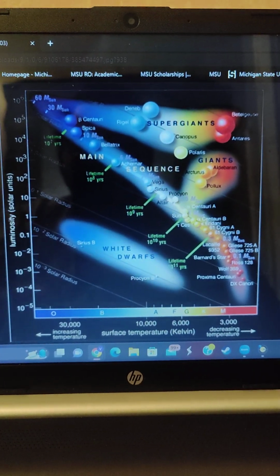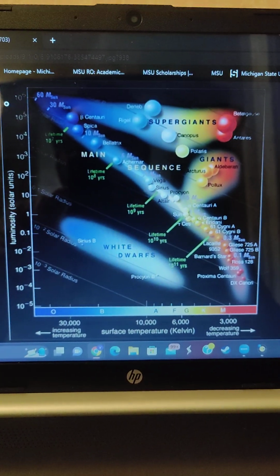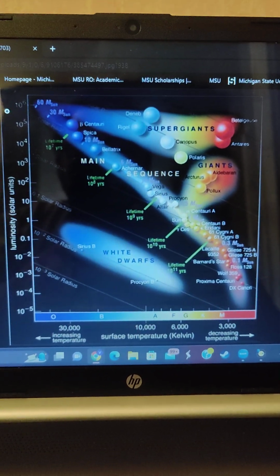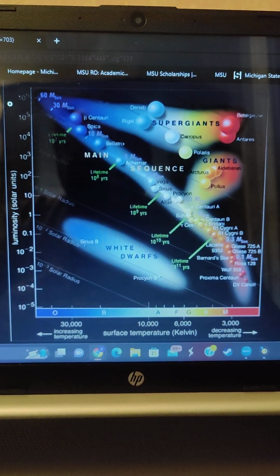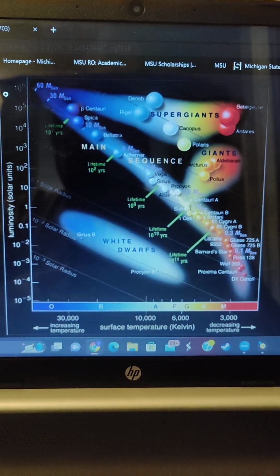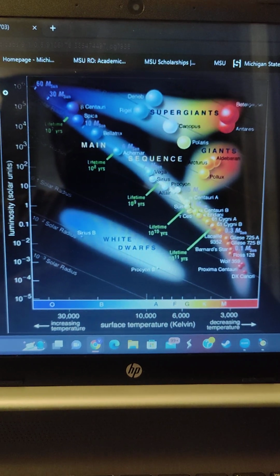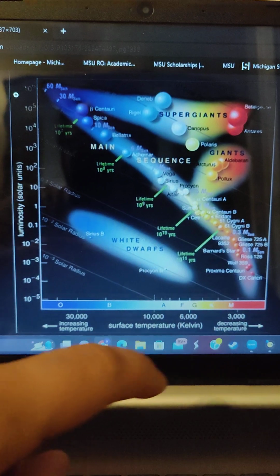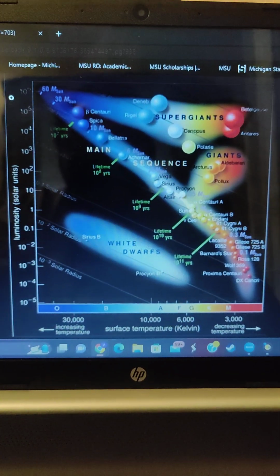here on my laptop. So as you can see, on the y-axis is the luminosity, or a star's brightness. On the x-axis, it is going by temperature in Kelvin. And one thing to note is that it's going opposite to what a normal graph would be. It is going largest to smallest instead of smallest to largest.